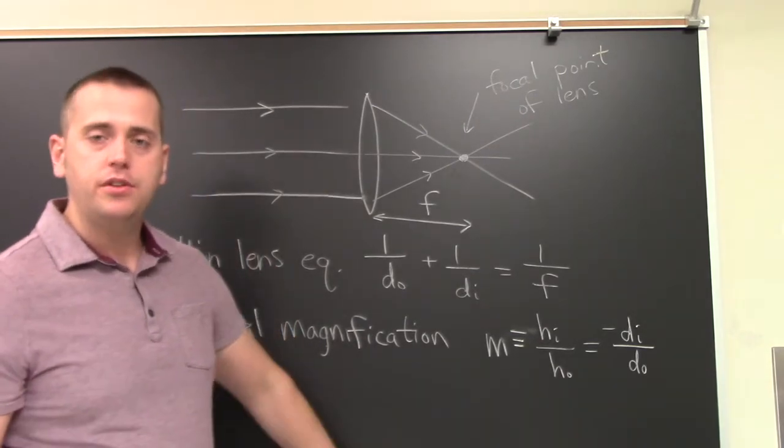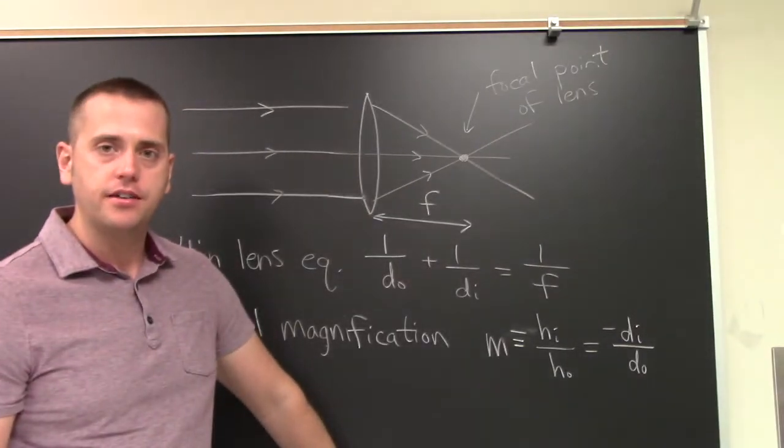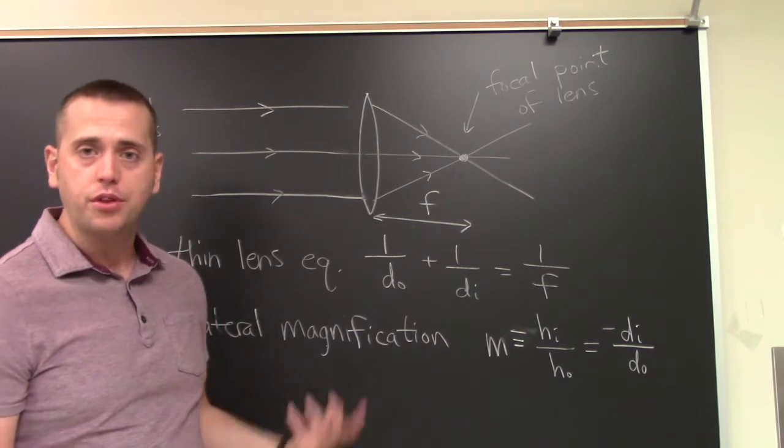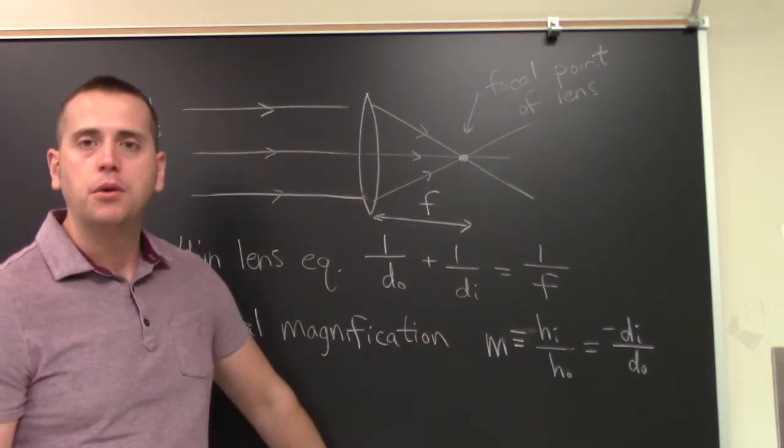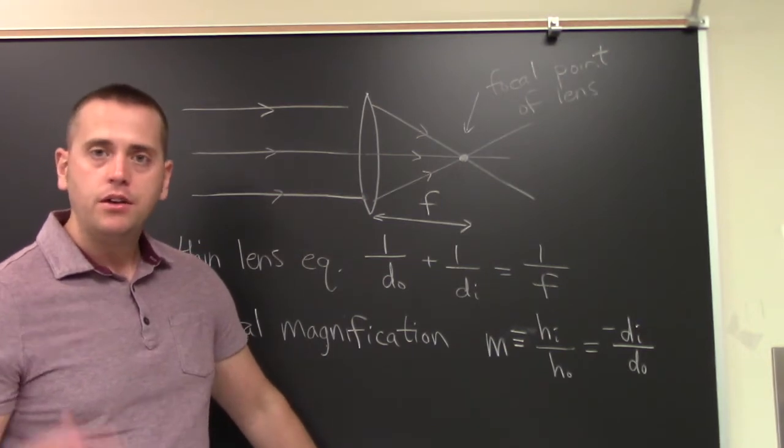We're going to put these relationships to the test in today's lab and see if for an actual thin lens, does it follow the thin lens equation? Does it follow what we know about lateral magnification? So let's do the first experiment now.